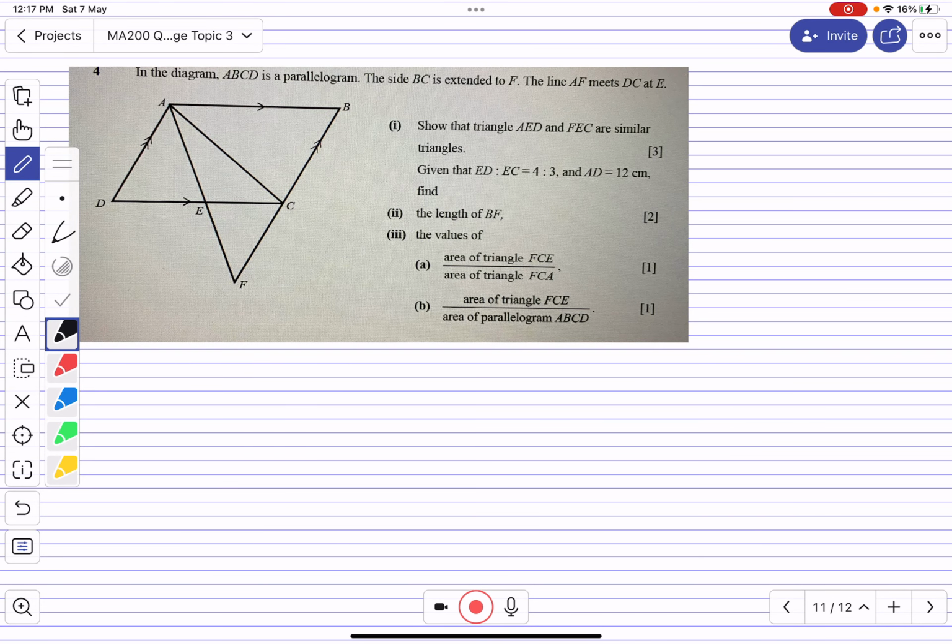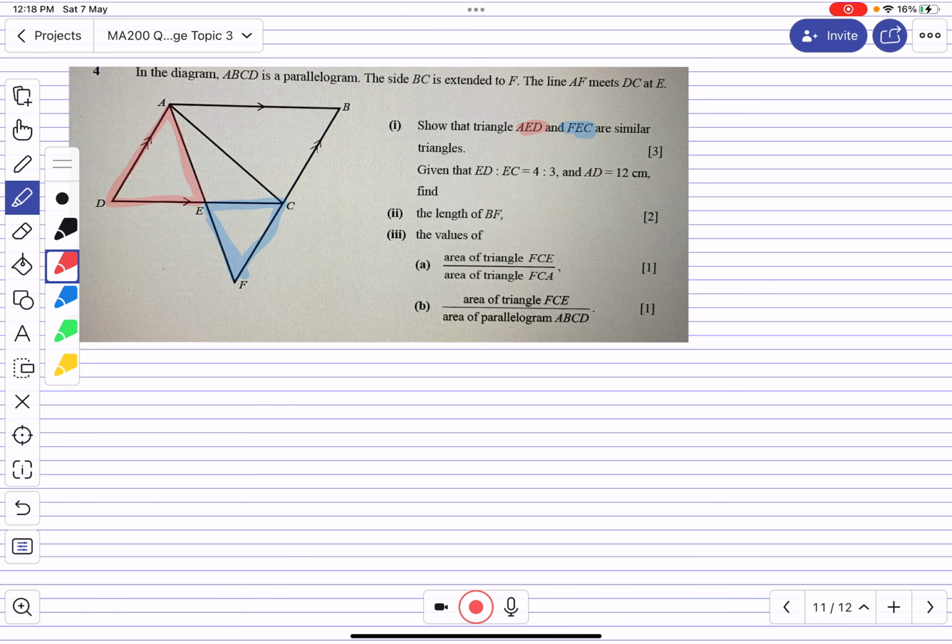So for this question, we have ABCD to be a parallelogram. The side BC is extended to F, and the line AF meets DC at the point E. Now, first part, we want to show that AED and FEC are similar triangles. Okay, so let me highlight the triangles here so that we can really observe them to take a better look. FEC is in blue and AED is in red.